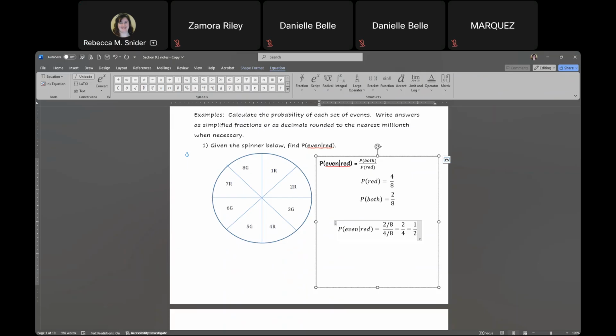Okay. So any confusion on the spinner question or kind of the beginnings of getting into what a conditional probability is? Not for me. Okay.